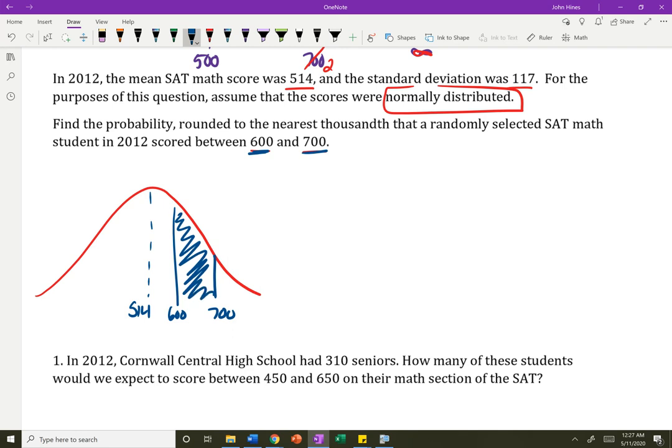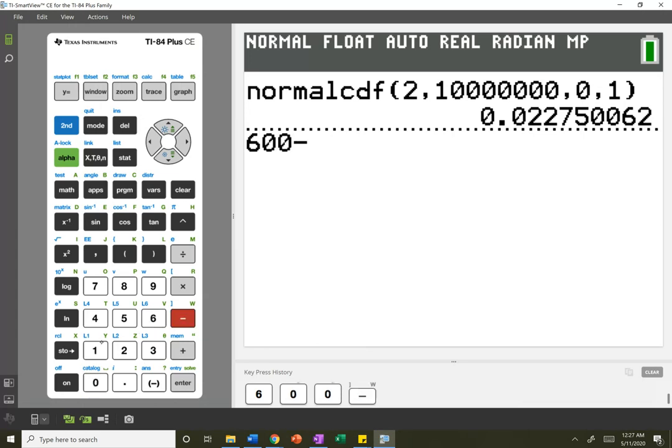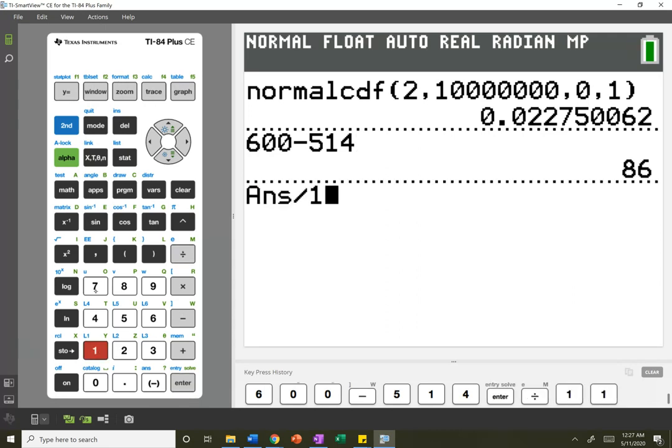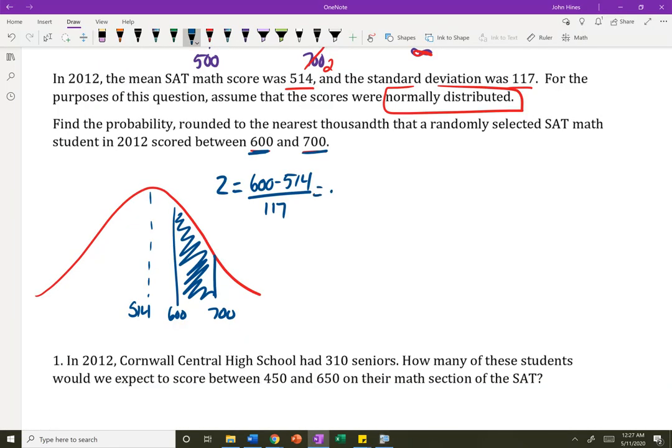But I can't work with SAT scores. I need to convert these to z values, to z-scores. So let's do the first one. 600, how far is 600 from the mean in terms of standard deviations? So 600, value minus mean over standard deviation. How far am I from the mean? Right, 514, I think it was. Yep. Enter, divided by the standard deviation. So 0.735. That's my z-score, 0.735. So I'm not going to work with 600. I'm going to work with 0.735, which is 0.735 standard deviations above average.